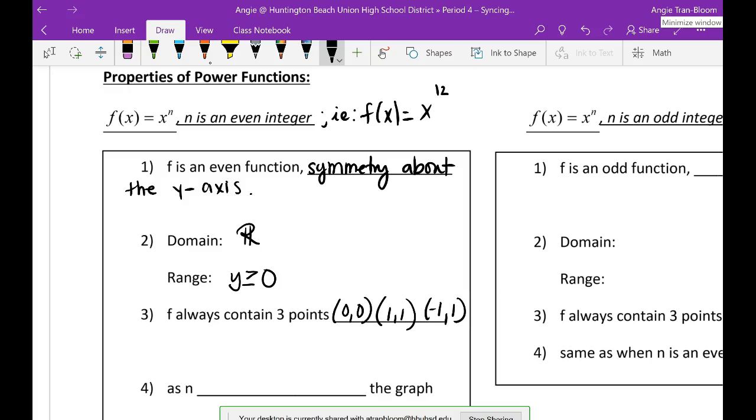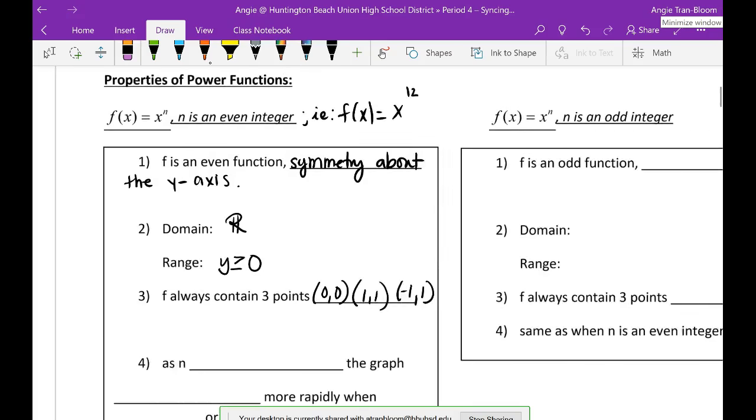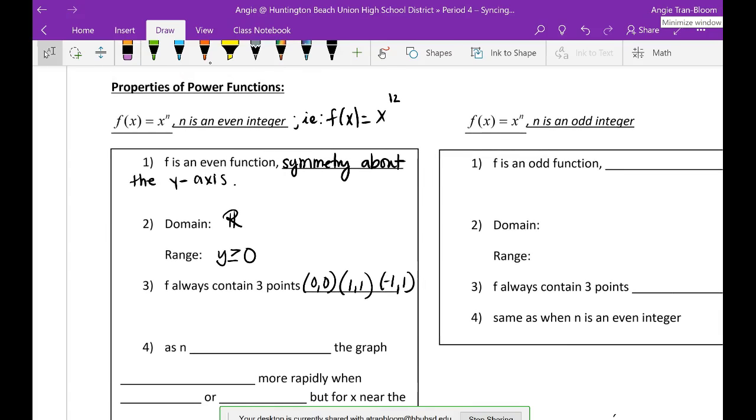As n, what's n in this box? What does n represent? An exponent. Because n is an exponent. As n increases, for example, we can have y equals x squared, y equals x to the 4th, as n gets bigger and bigger.